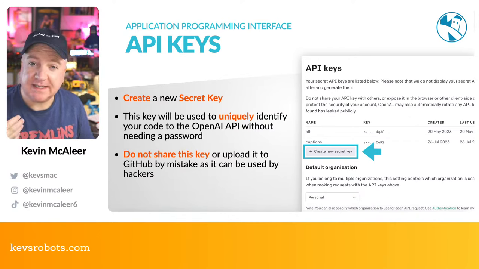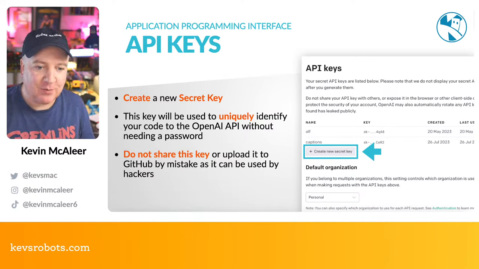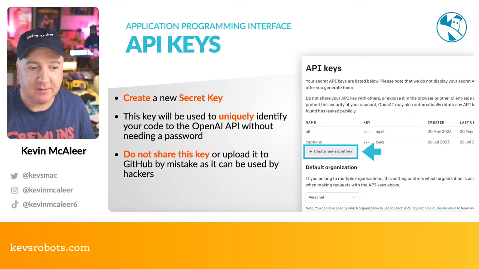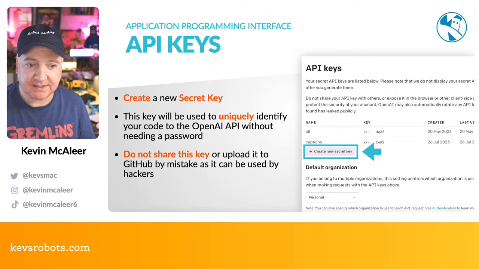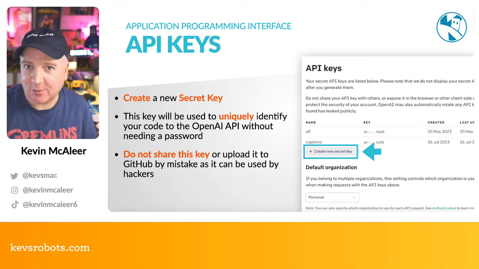And the way that we authenticate our code to OpenAI, because we don't pass it a username and password, that's quite an old-fashioned way of doing things, is we now create a token. So the token, or the secret key, is something that we'll create, and you can create as many of these as you like. There isn't a limit, I understand, as to how many API keys you can create. But there's a specific way that you have to do this.